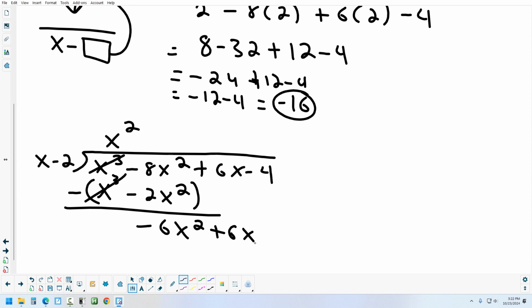Now, what's negative 6x squared divided by x? Do the math out real quick. Negative 6x squared divided by x should be negative 6x.